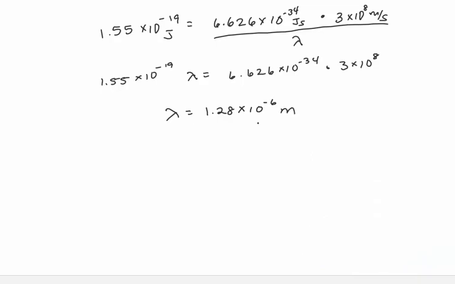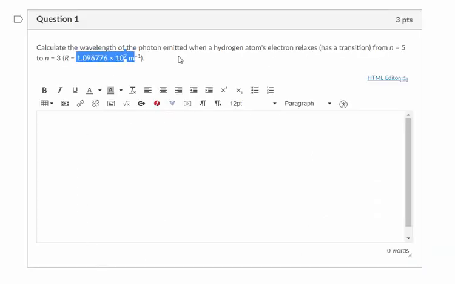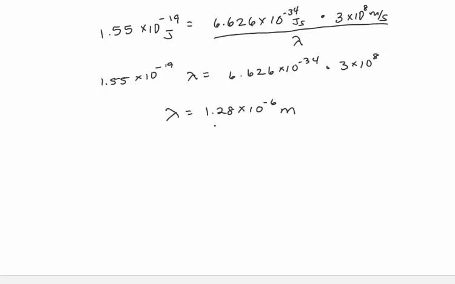Now that's in meters. The question says the wavelength. It doesn't specifically say meters or nanometers. Typically when we talk about wavelength, we do talk about it in terms of nanometers. So I would multiply this by 1 times 10 to the 9th in order to get nanometers, and I would get 1282 nanometers.